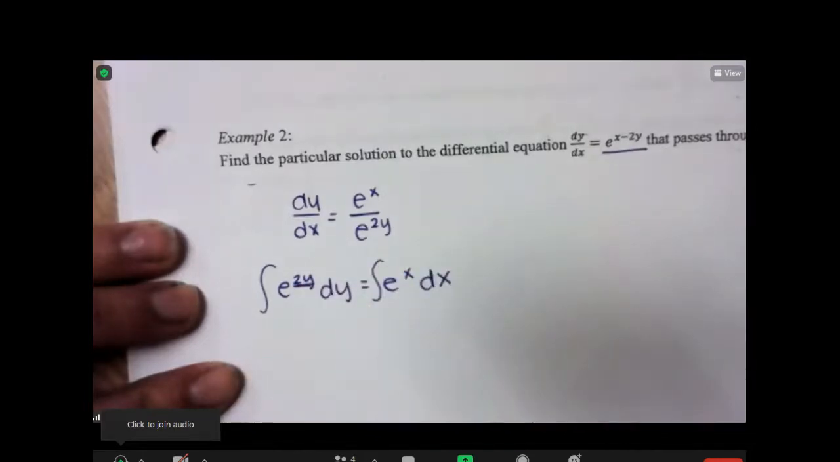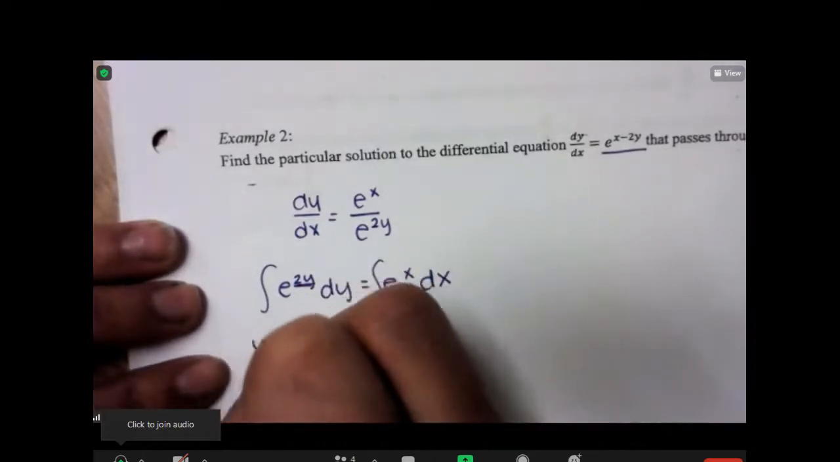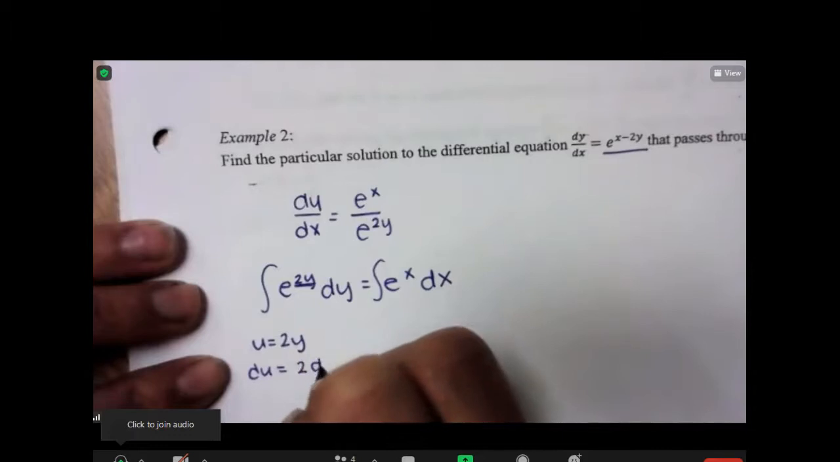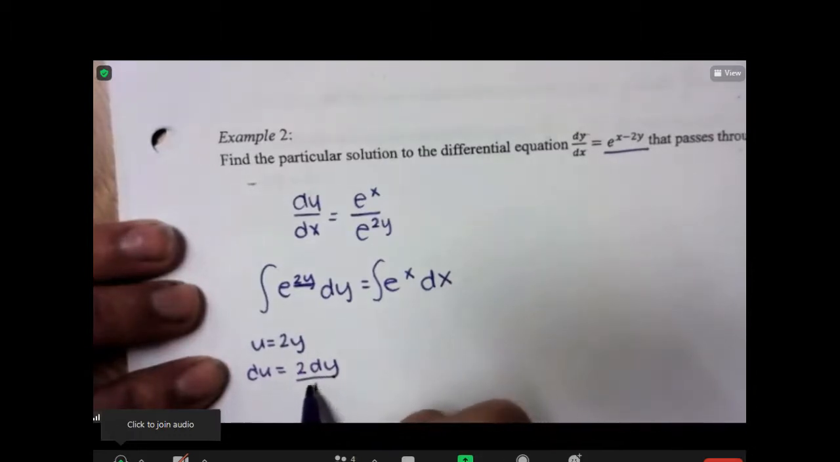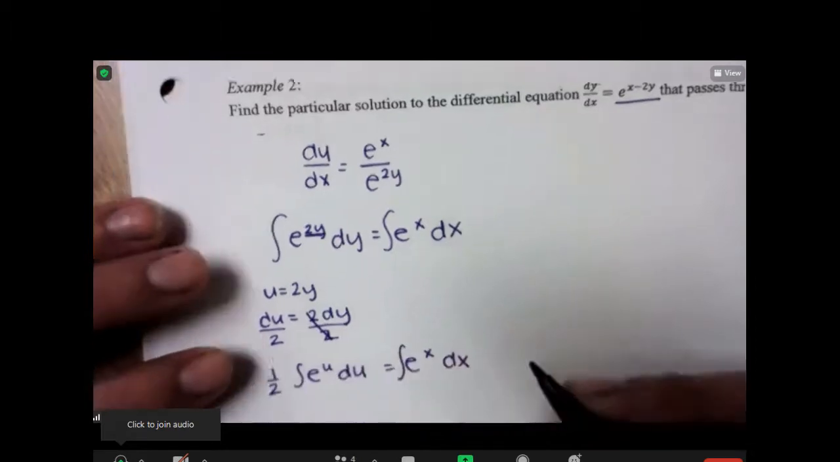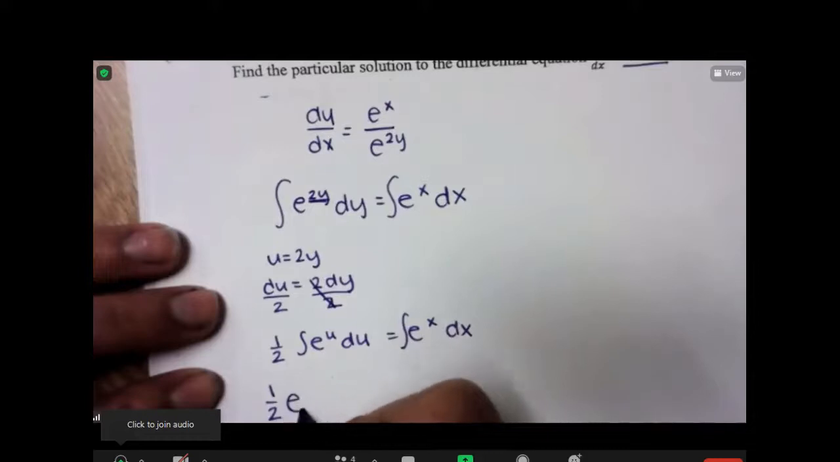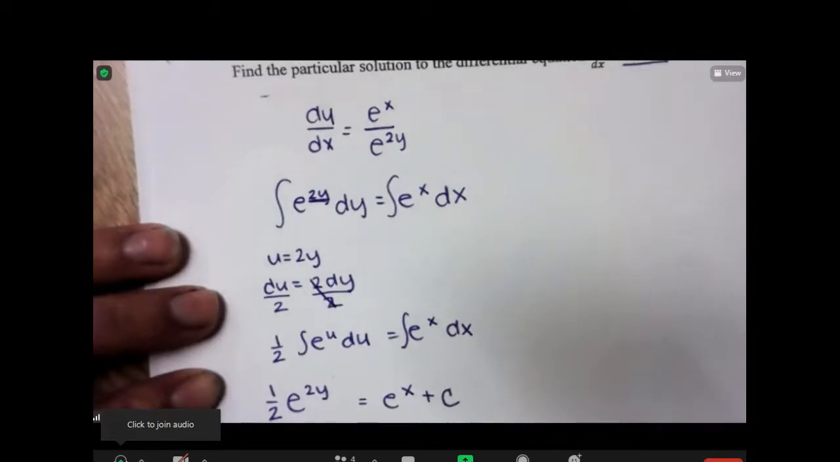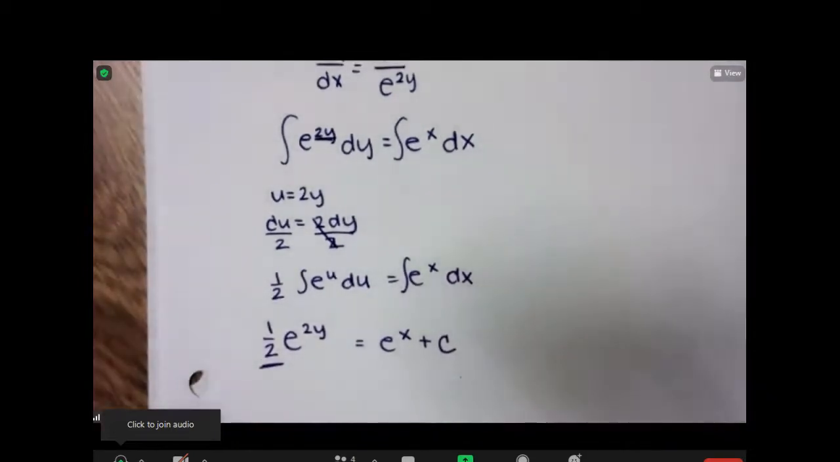This is kind of like a u sub because it's something other than x. So that's like saying u is equal to 2y. du is equal to 2 dy. So what are you missing in your problem? You're missing the 2. So this is kind of really like 1/2 e to the u du. So it's 1/2 e to the 2y equals e to the x plus c. So you just got to make sure you take into account that 2y is going to give you the 1/2 in front of that e.